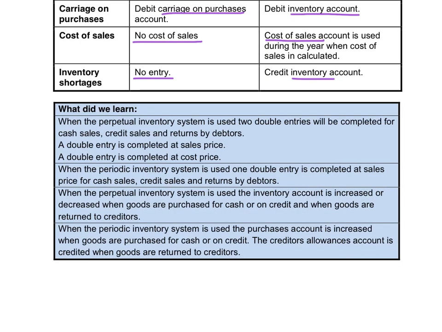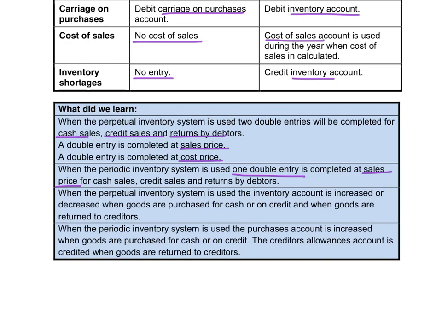What did we learn? When the perpetual system is used, two double entries will be completed for cash sales, credit sales, and returns. So whenever you sell goods, whether it's cash or credit, or there's returns by debtors, you will do two double entries. One double entry at the sales price and one double entry at the cost price. When the periodic inventory system is used, only one double entry is completed at the sales price for the cash sales, credit sales, and returns by debtors.